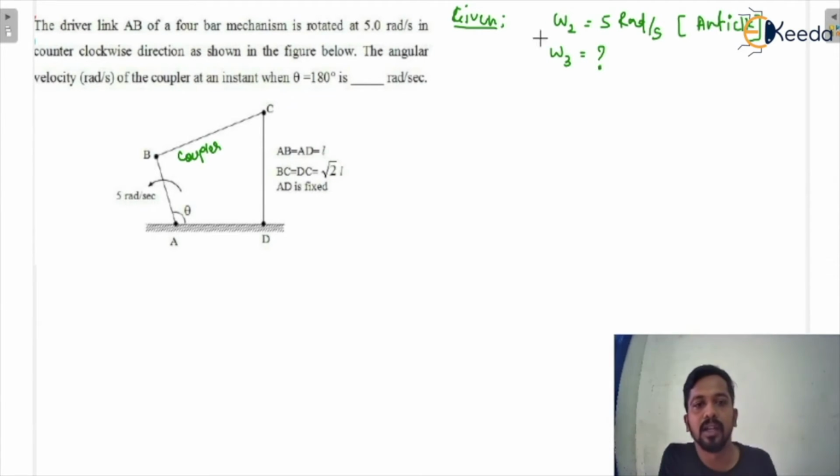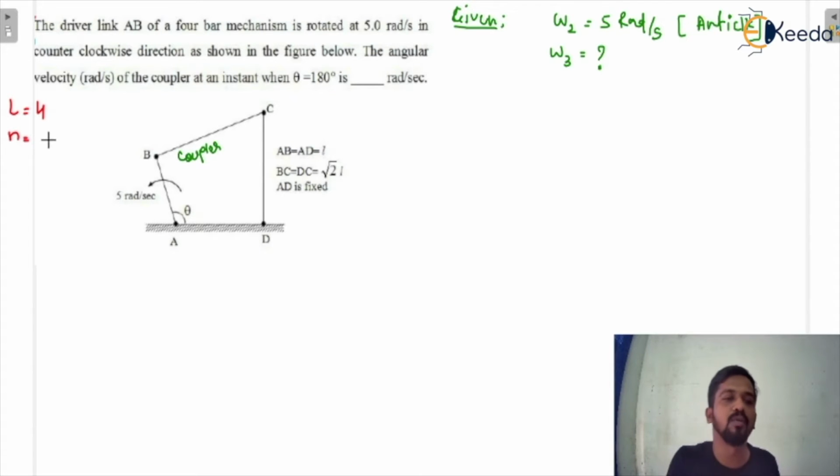Before solving this question, we have to draw the instantaneous centers first. Because this is a 4-bar chain, the number of links in the mechanism is 4, and we can calculate the number of instantaneous centers. How can we calculate? It is L(L minus 1) by 2. When you calculate, you will get the value 6, so there are 6 instantaneous centers.